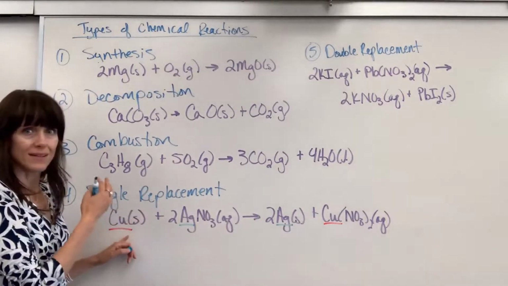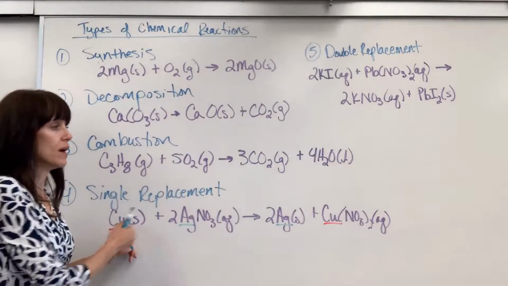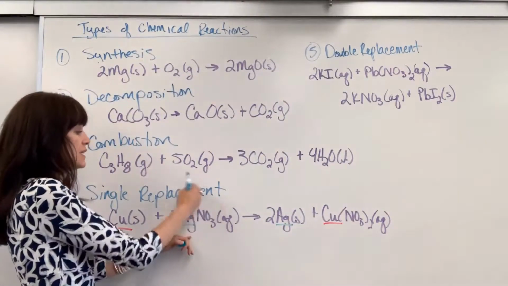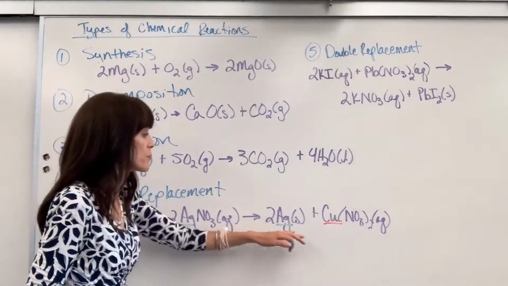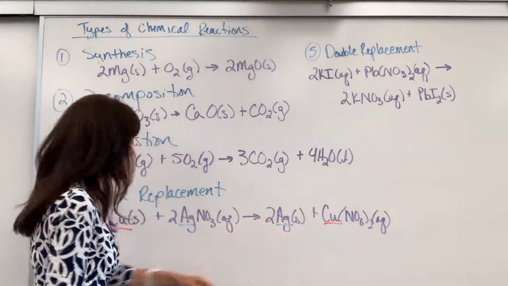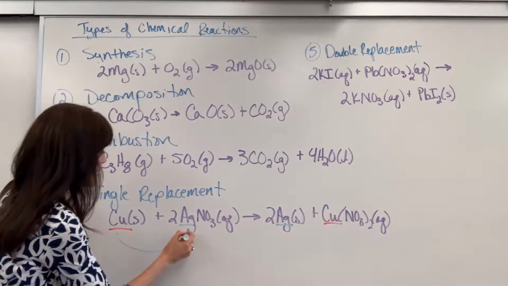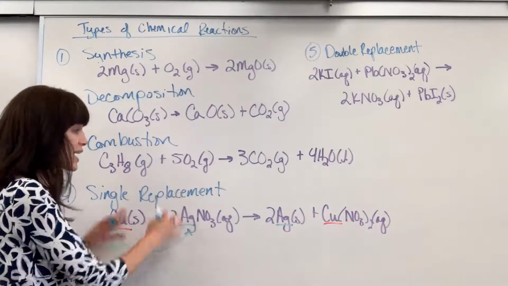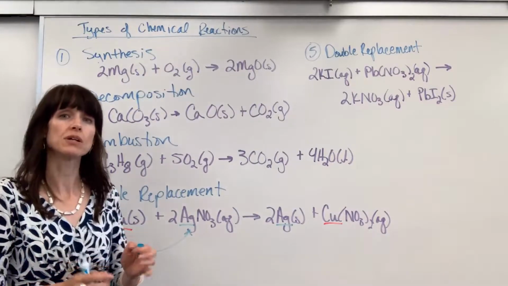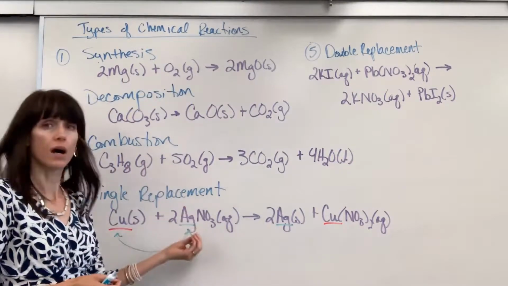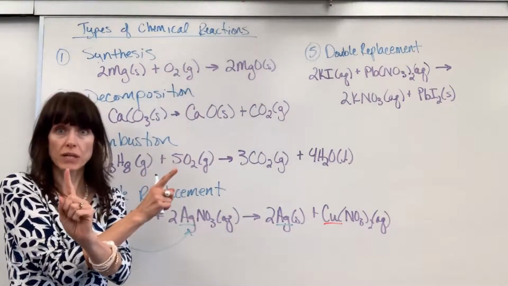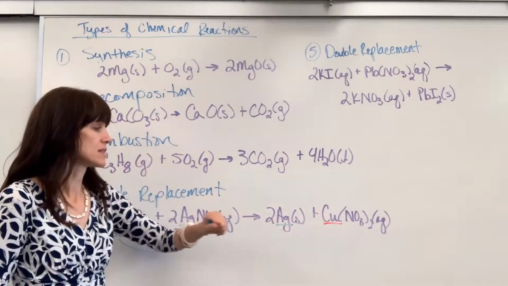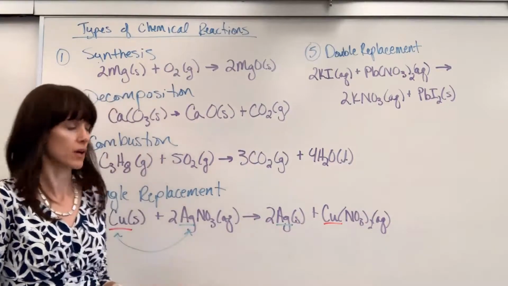This copper is by itself, in elemental form. Here it's in a compound. The silver on the reactant side is in the compound, and on the product side is by itself. The copper and the silver switch places. So in a single replacement, you're going to have one metal plus a compound, and the metals switch so that the metal that was in the compound is now by itself and the copper is in the compound.